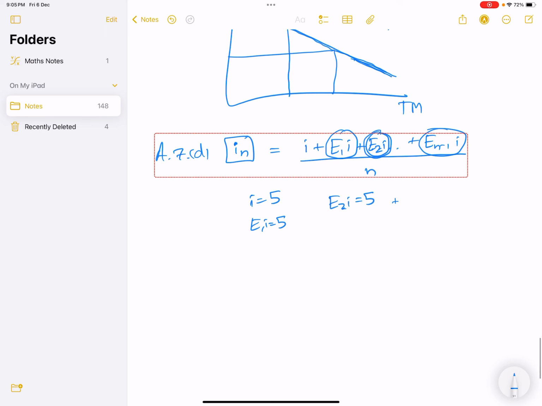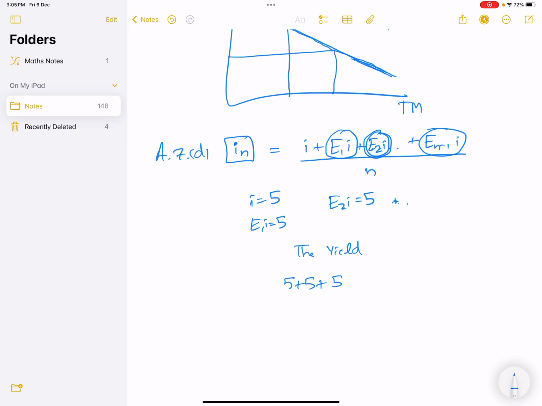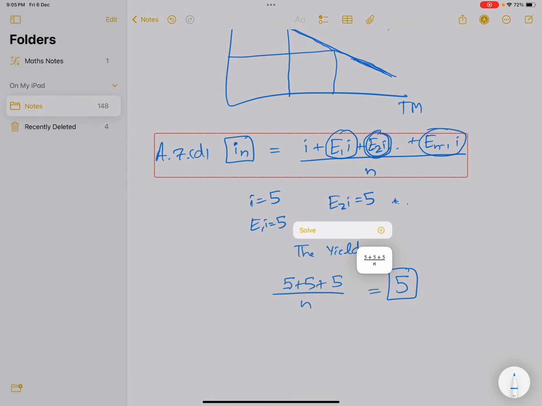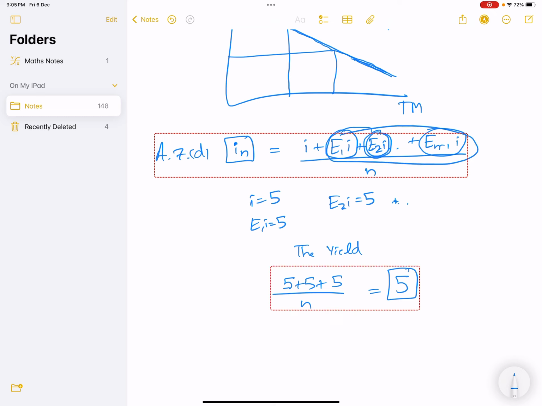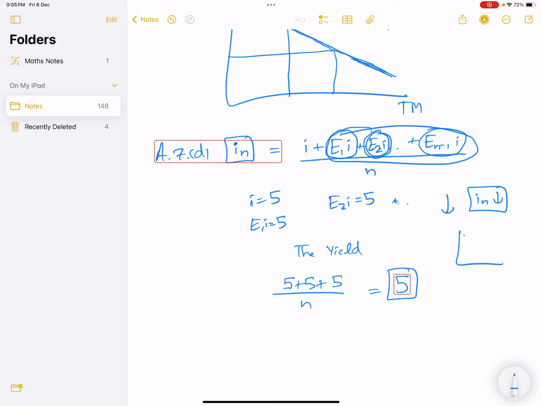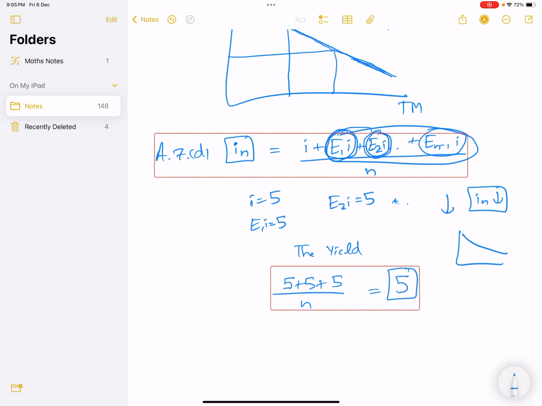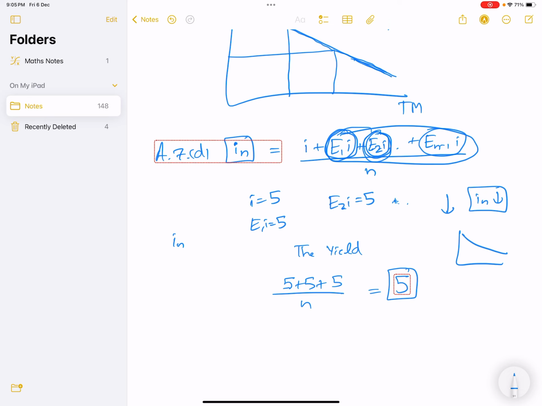And similarly for other factors. So then the yield curve would be a flat line, because 5 plus 5 plus 5, n times, divided by n would give you 5 only. And if you are expecting the interest rate on the 1 year bond in the future time period to fall, then in would fall, which means the yield curve would be downward sloping. And similarly, if you are expecting the interest rate on the 1 year bond to be higher in the future, then in would be higher, and hence the yield curve would be upward sloping.